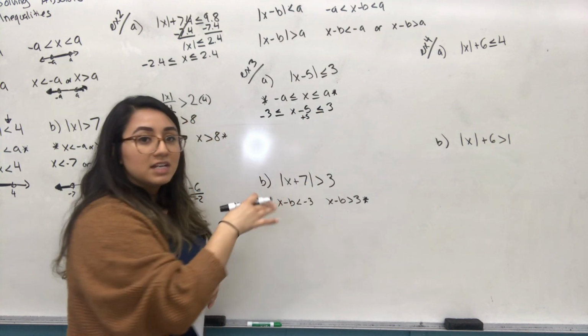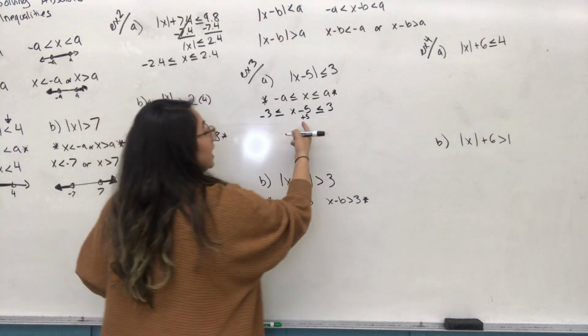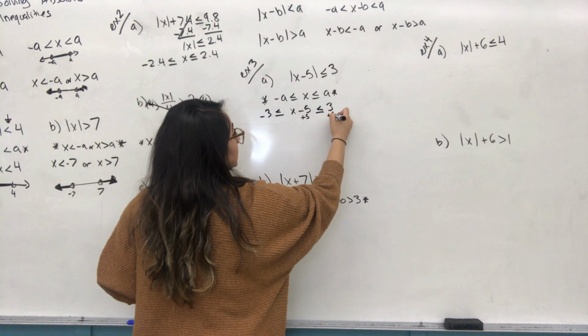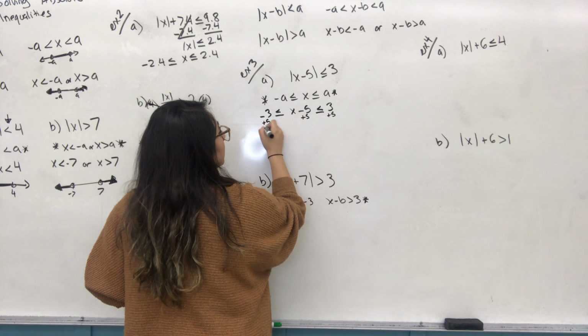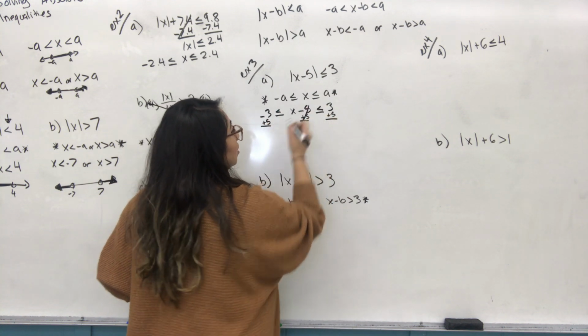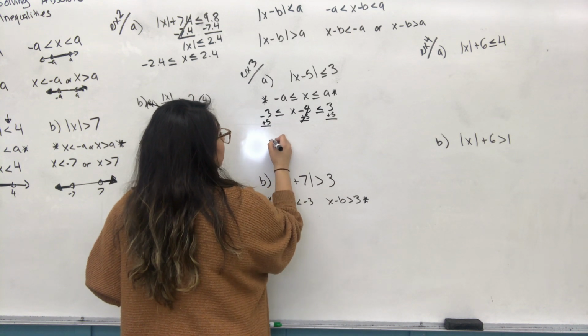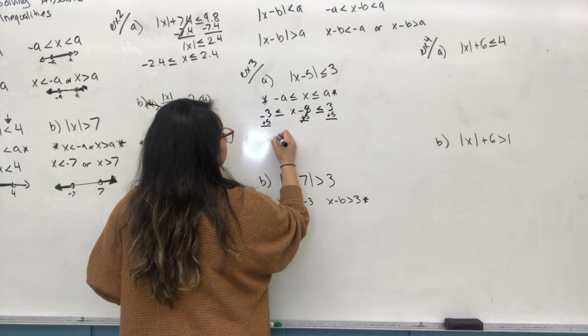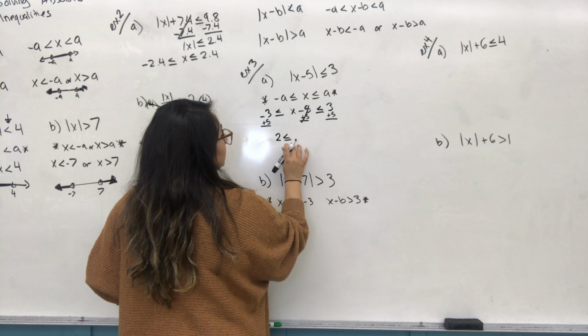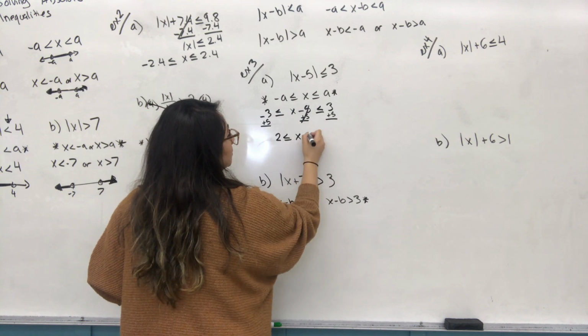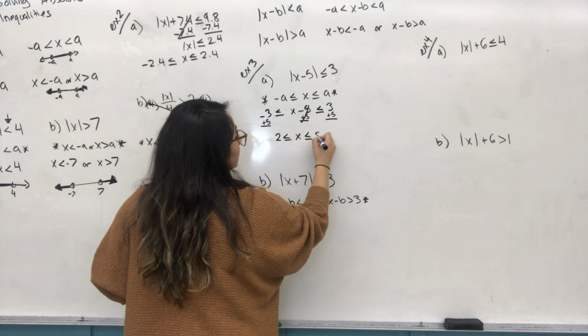But keep in mind, this inequality has 3 sides to it. It has the middle, it has the right side, and it also has the left side. So you have to apply to all 3 sides. So when I do that, negative 3 plus 5 is positive 2, which is less than or equal to, keep the sign the same, x, which is less than or equal to 3 plus 5 is 8.